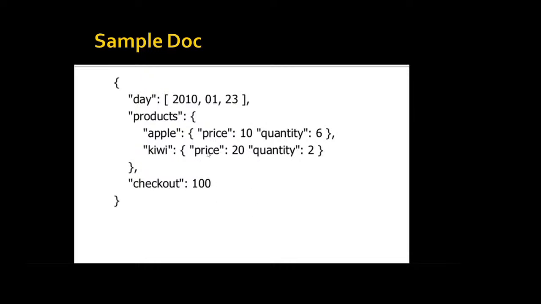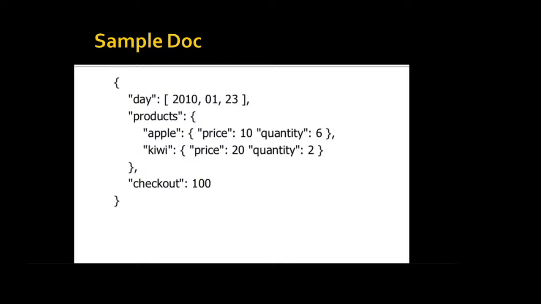This over here is a sample doc, and this is what a JSON object looks like. It is a key value pair. Here products might be a key, and the values inside it are another key and value pair. This is how Firebase works.